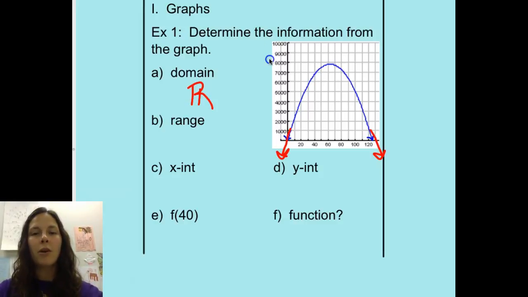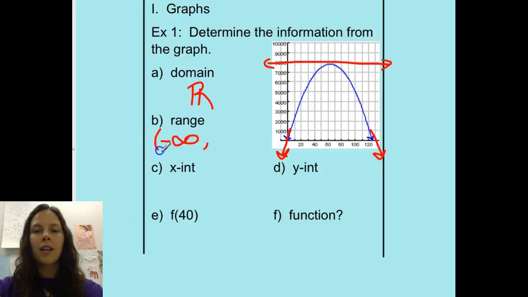For the range, you can think about a horizontal line sliding from the bottom of the graph up. Anywhere a horizontal line touches the graph is part of the range. It is outputs that are generated by the function. In this case, sliding a horizontal line up through the graph will hit the graph everywhere up to this point right here. Now it looks like the graph falls a little bit short of 8,000, but we're just going to round up to make it easy on ourselves. So the range is from negative infinity up to, but not including, 8,000.